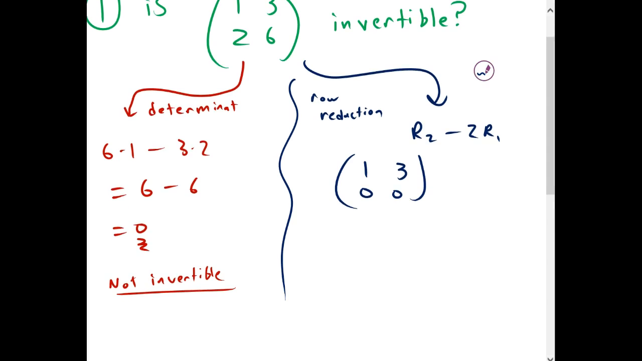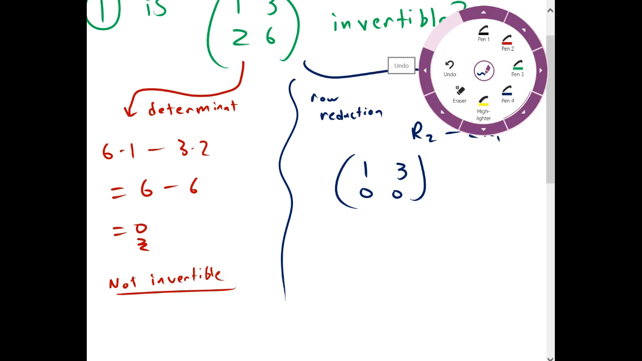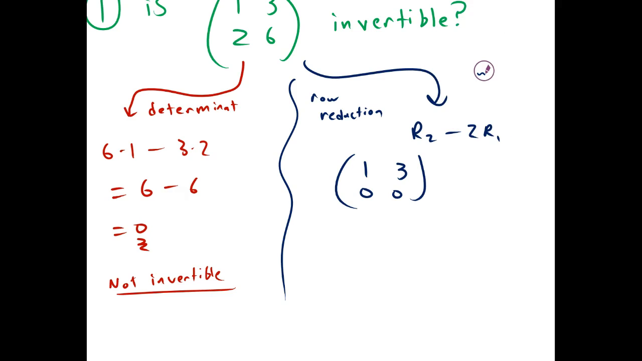And since there's no way we can get a 1 here without getting something here, we can't get this into reduced row echelon form. Well, it is in reduced row echelon form, but the reduced row echelon form is not the identity matrix. So that means that this matrix is not invertible.